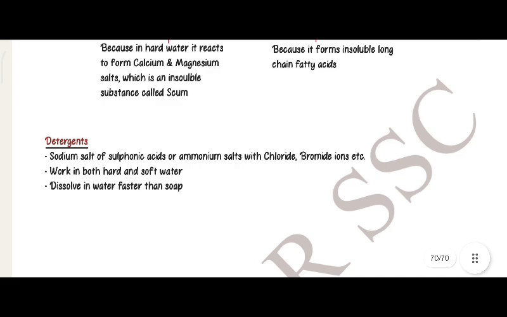Detergents, sodium salts of sulfonic acids or ammonium salts with chloride or bromide ions, work in both hard and soft water and dissolve in water faster than soap.